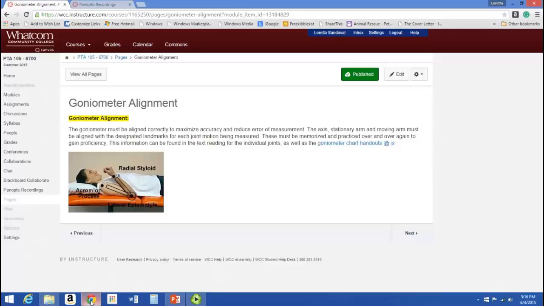So that's hip flexion. On the chart, which you can download from the Canvas classroom, for each joint motion of all the joints we're going to do in lab, we have all those things listed. And I like my charts so much, I laminated them. So it's really nice to have that copy to refer to when you're practicing in the lab. In the picture here, it shows the axis, the stationary arm landmark, and the moving arm landmark. So we're going to learn all those goniometric alignments. That's one of the things we're going to be working on in lab.